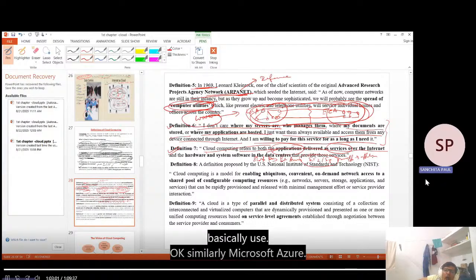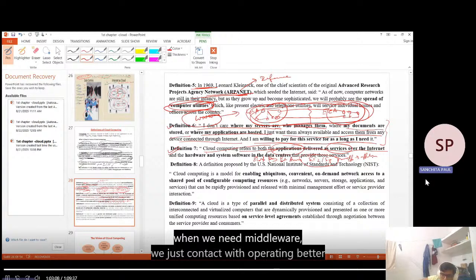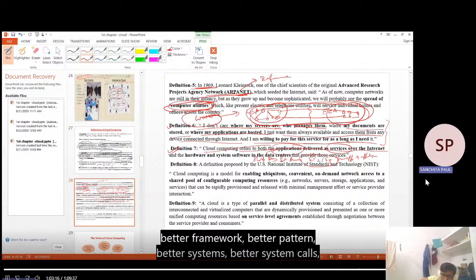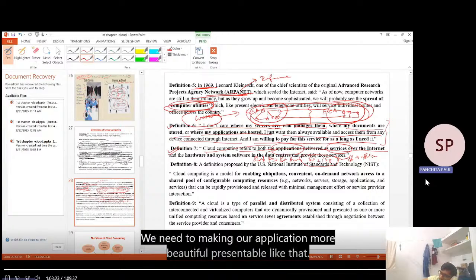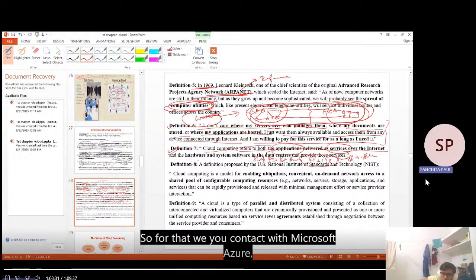Okay. Similarly, Microsoft Azure is basically used for middleware. When we need middleware, we just contact for a better operating system, better container, and in a container, better framework, better pattern, better systems, better system calls, better libraries we need for making our application more beautiful, presentable, like that. So for that, you contact Microsoft Azure.